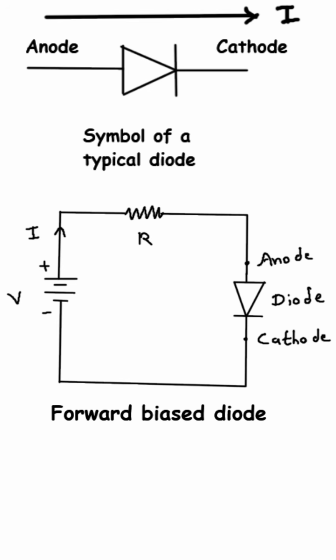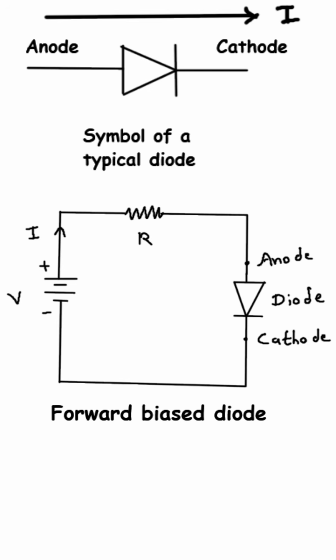It's important to note that if we reverse the battery, that is, connect the positive terminal to the cathode and the negative terminal to the anode, the diode would be reverse biased and block the current, acting like an open switch. In summary, this image shows how a diode works when it's forward biased. The correct polarity of voltage allows it to conduct current.